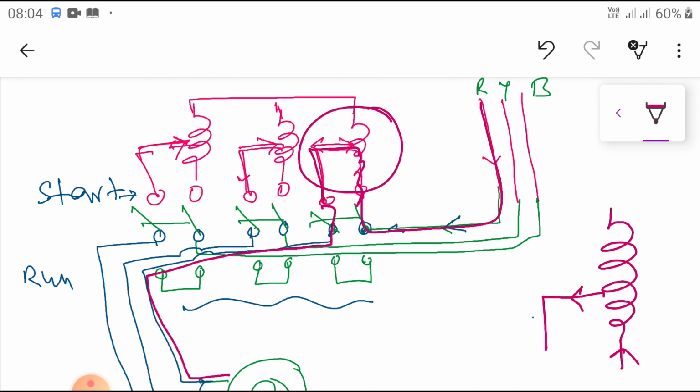That means only a small number of turns is inserted in this case, so proportionate voltage is applied across this one. The jockey is here only. So what will happen? This is the input, this is the output. With fewer turns on the secondary side, less voltage is induced to our motor. Similarly, Y phase and B phase also.